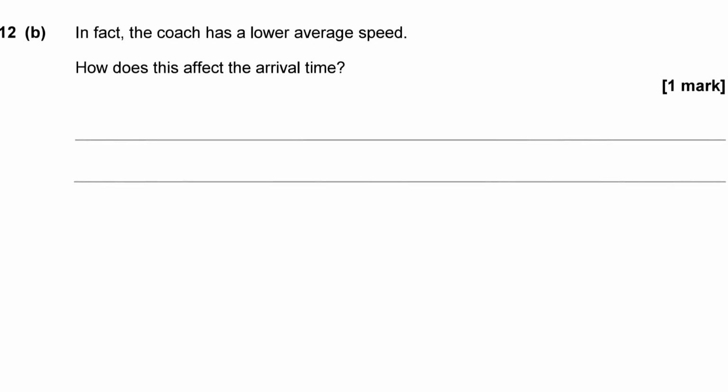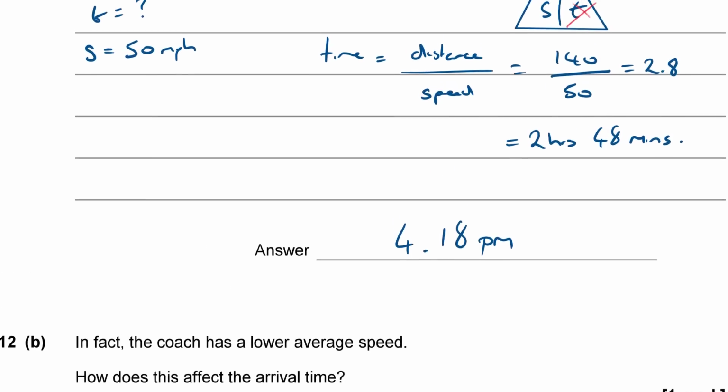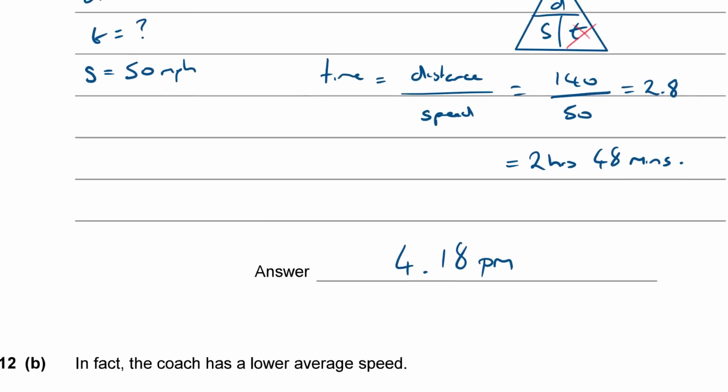In part B, we're told that in fact the coach has a lower average speed than this, so it's not going as fast as 50 miles an hour. So this speed here is going to be less than it used to be. If you divide by a smaller number, you're going to get a bigger result. So that means the time is going to increase.